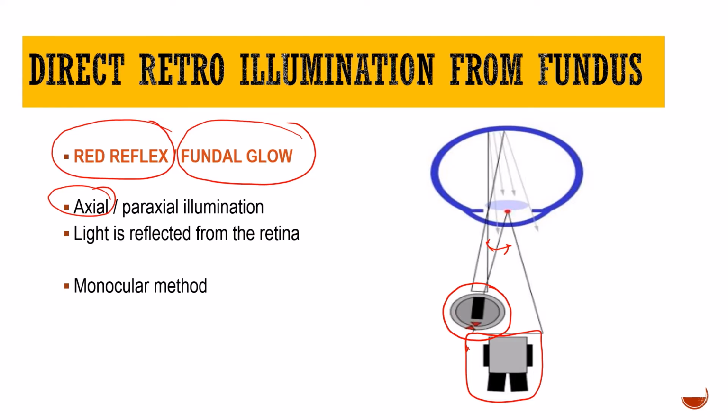And the pupil is usually dilated, and you are going to project the light from one side of the pupil and let it get reflected from the retina in such a way that it will actually illuminate the iris and the cornea.